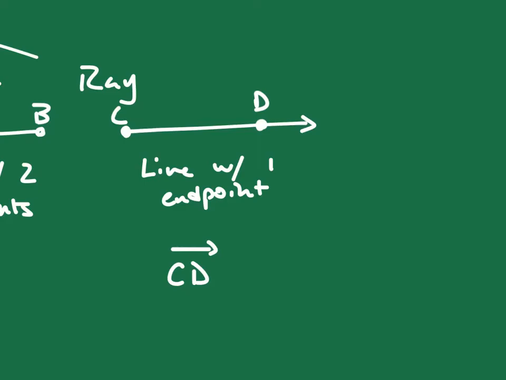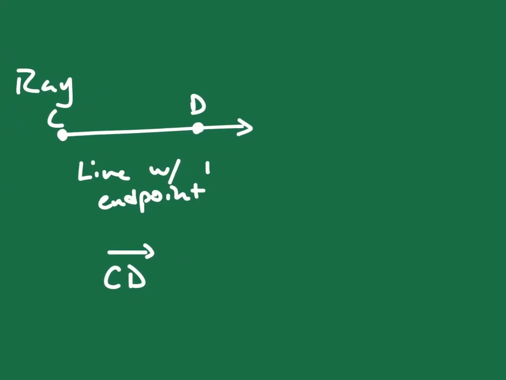Let's write out another example. I'm just going to draw a generic picture of a ray, and I'm going to draw a line going through another point here and here. Let's call this ray DC. This one is different because D is my endpoint here, so when I name this, I want to write DC with a ray on top.